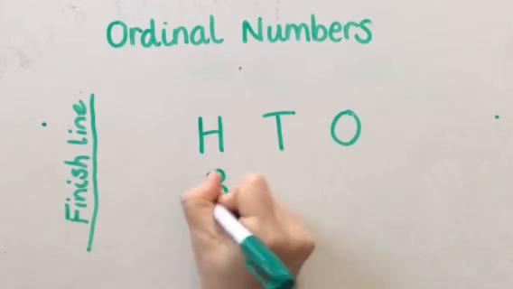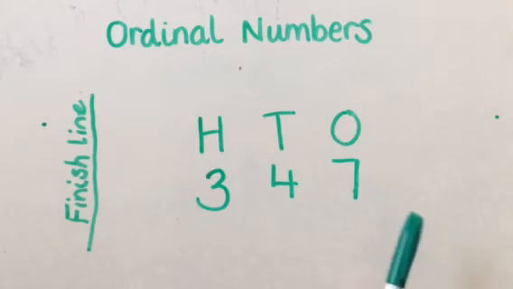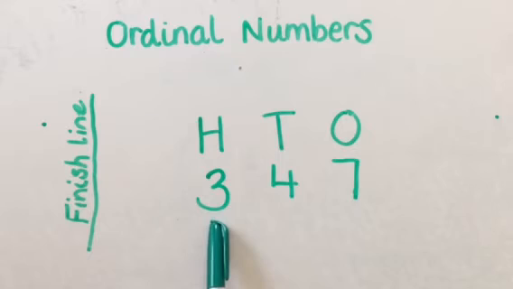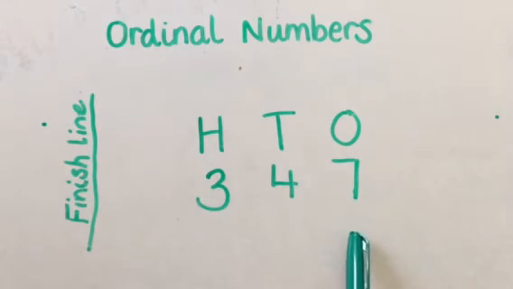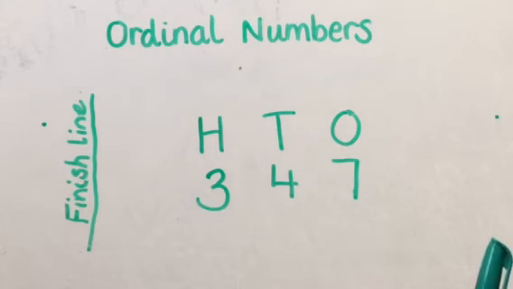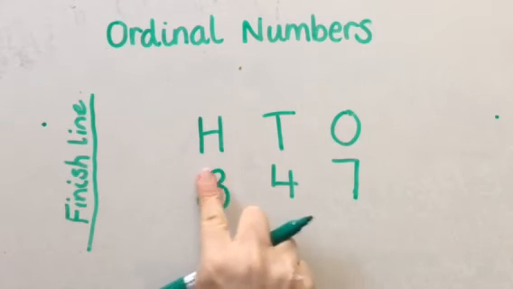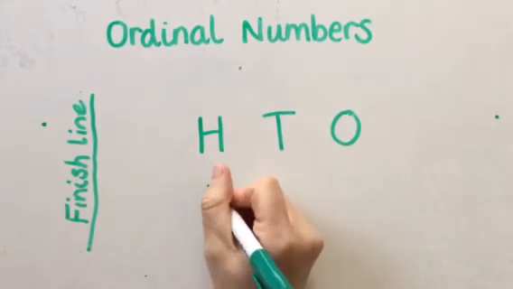So we just say we have 347, okay? We have 300s in first place, so we would write that number first. We have 4 tens in second place, and in the third position, in the third column, we have the 7 ones. Okay, and again, you could have it with lots of different numbers. You can try it.